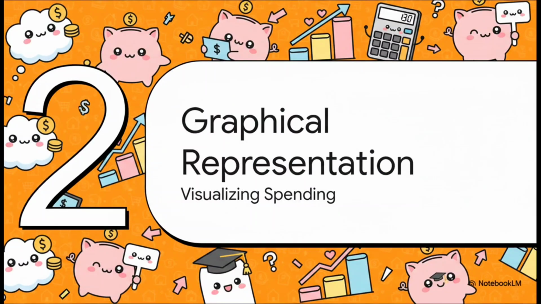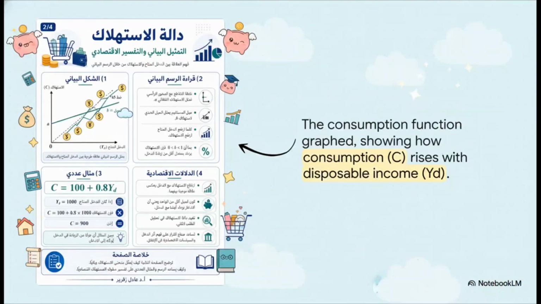Okay, so we've got all the pieces of the puzzle. What happens when we put them together and draw a picture? What does this relationship actually look like? And this chart just lays it all out so clearly. You can see along the bottom that's your disposable income, YD. As it goes up, you move to the right. And on the side, you have consumption, or C. And that line shows exactly what you'd expect. As our income rises, so does our spending.